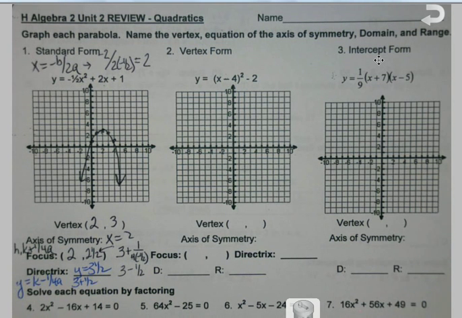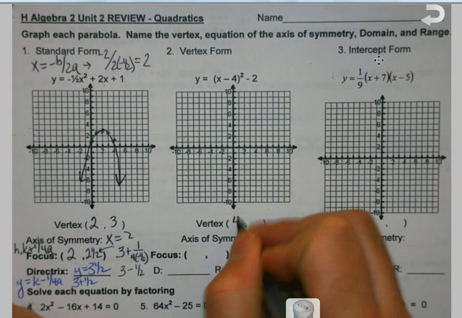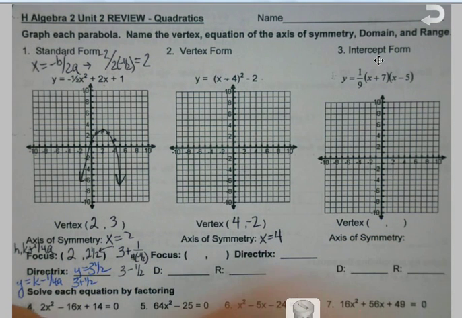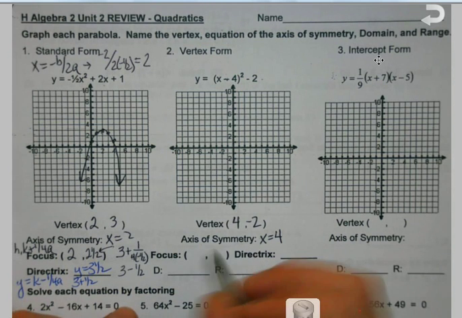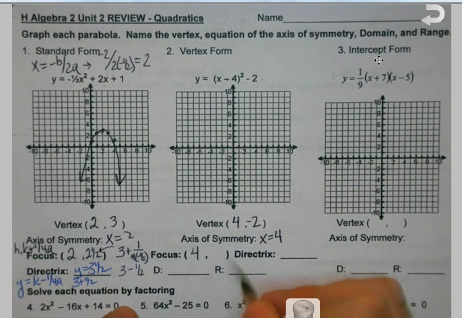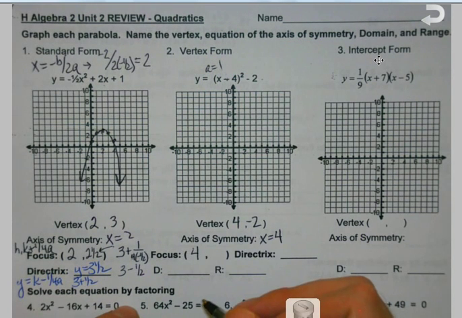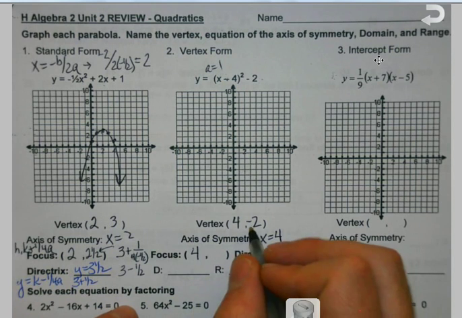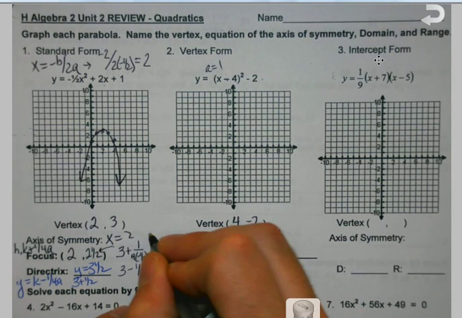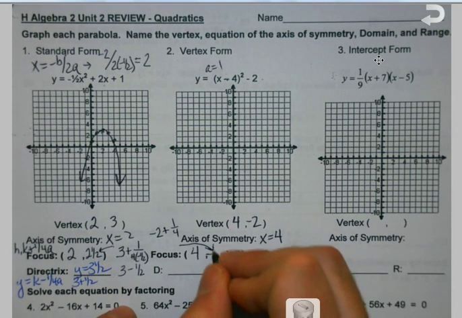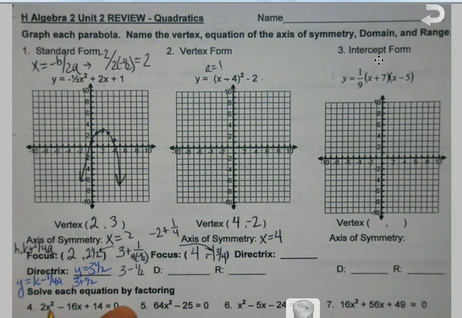As we work through these, that's actually the one that's going to take the longest out of all of these. The rest of them should flow pretty smoothly here. My vertex here in vertex form, I'm ready to go. Gets me my axis of symmetry right away. And then what's going to end up happening is, again, my focus and directrix. This time my a value is 1, because there's no value in front of my quantity, my parentheses. So it would be negative 2 here, negative 2 plus 1/4, which would be negative 1 3/4.